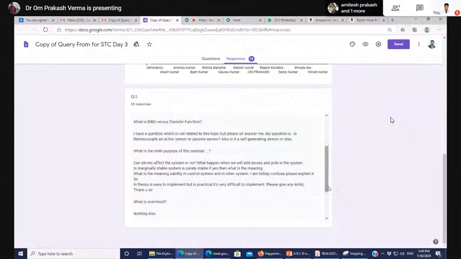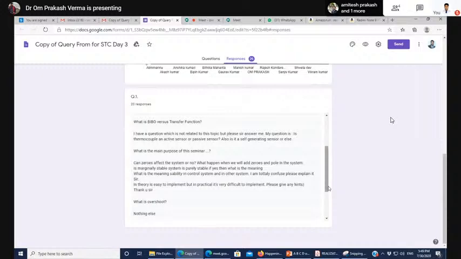Can zeros affect the system or not? Yes, obviously zeros will affect the system. We will add zeros and poles in the system. What will happen when we add zeros and poles in the system? Is it marginally stable? Is it purely stable?